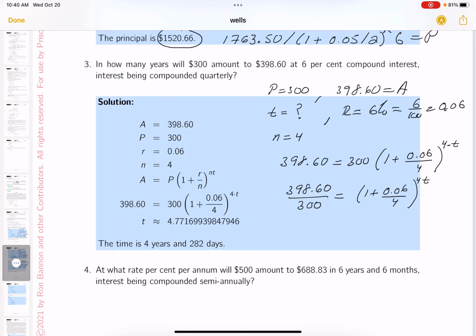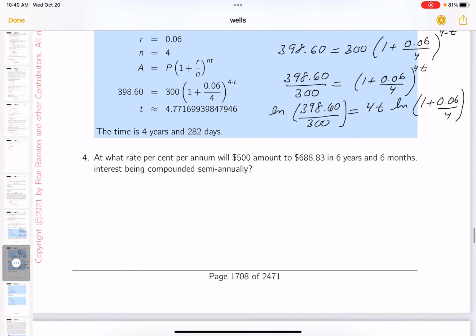I'm going to take the log of both sides. And I'm going to do the natural log because it's easier for me to write down. So it's going to be natural log of 398.60 over 300 equals the natural log of the other side. And what's nice about the natural log is the exponent would come down. So I get 4t natural log of 1 plus 0.06 divided by 4. All right?